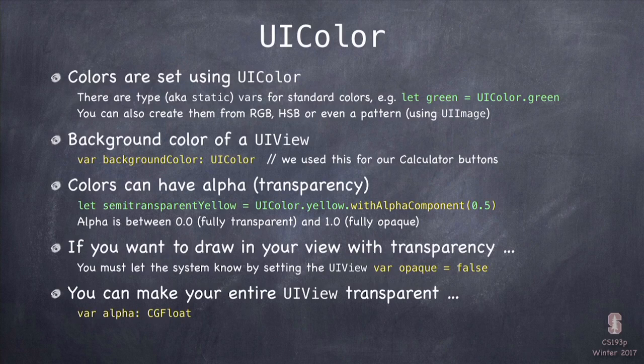By the way, you can make your entire view semi-transparent by setting its alpha. So this is a var not in color. This is a var in UIView. You can say alpha of 0.5, and your entire view will be 50% see-through. And that would work with a button or anything because those are just UIViews.